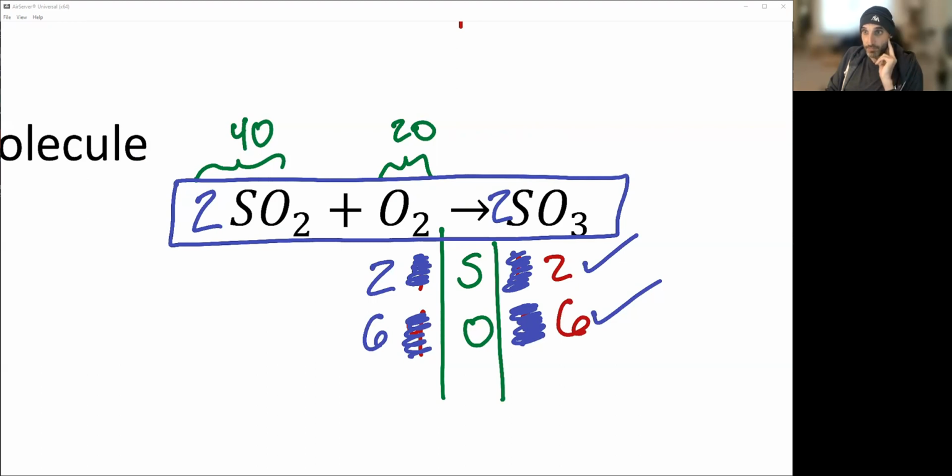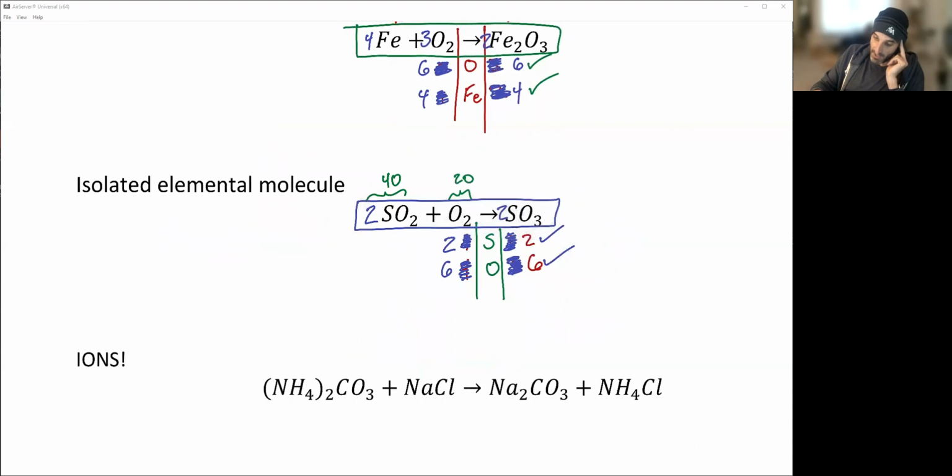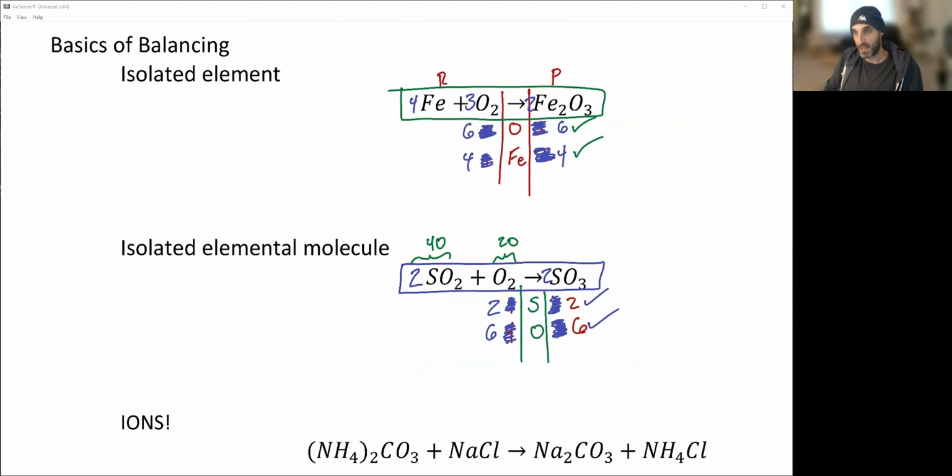Everything is balanced. Okay, so that's balancing in a nutshell. You just want to keep track of what you've got. And we're going to do a ton of examples of this in class, so if you have problems, we can certainly take a look.